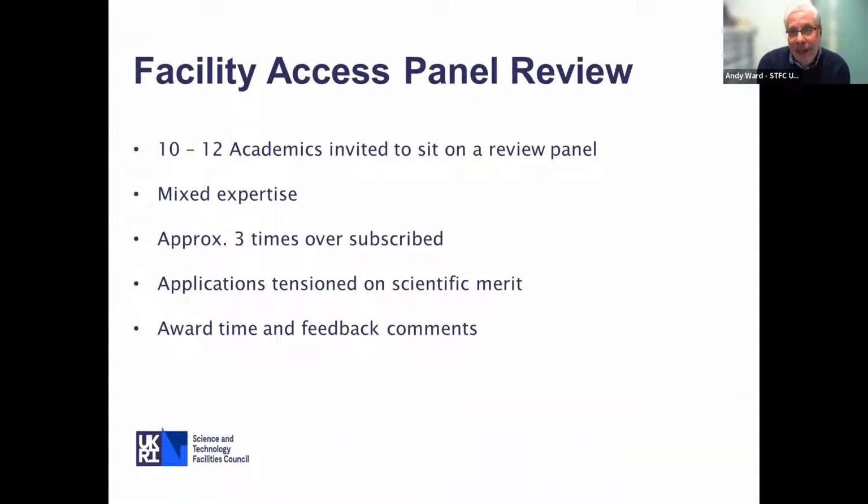That gets to a facility access panel review. Typically 10 to 12 academics are invited to sit on the review panel. There's mixed expertise, as I've said. We are approximately 3 times oversubscribed. That means that applications have to be tensioned, and they're tensioned on scientific merit by the panel. That can be a very tricky and challenging job to do.